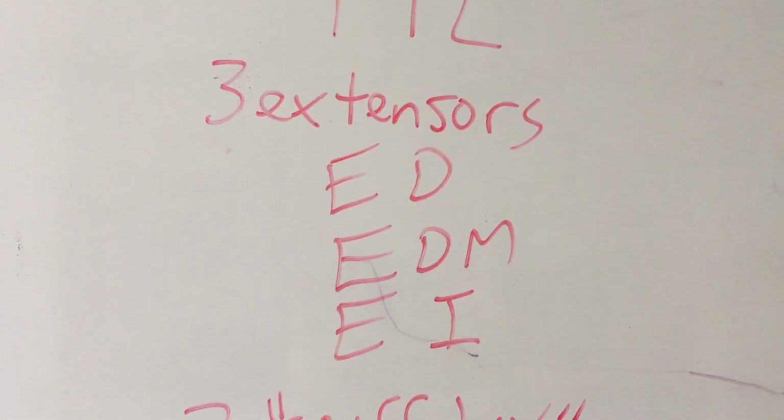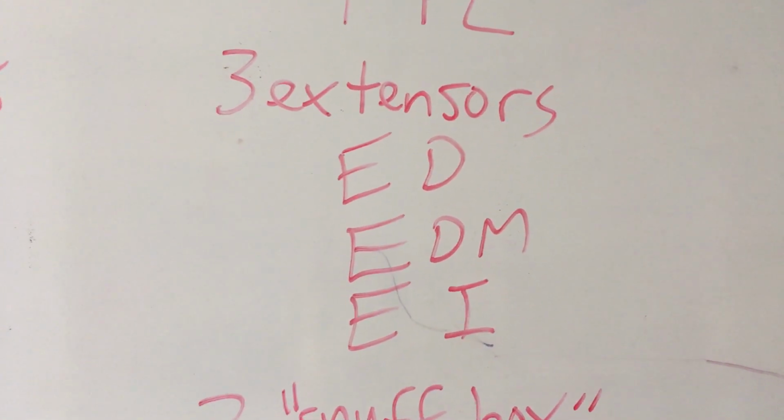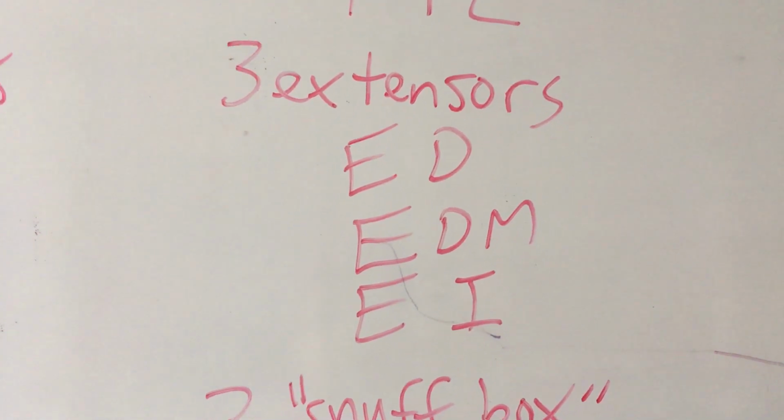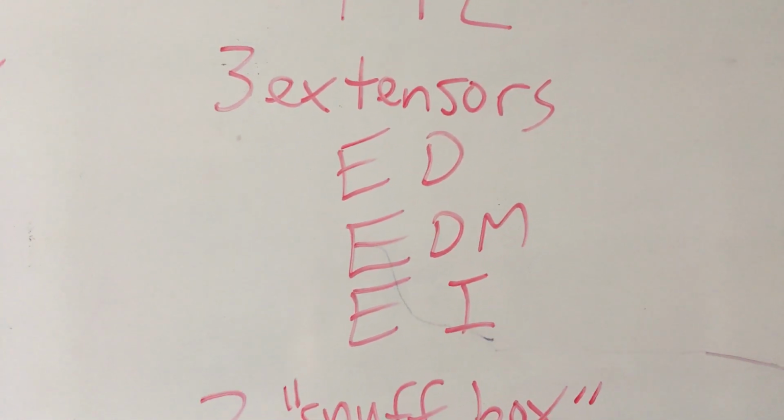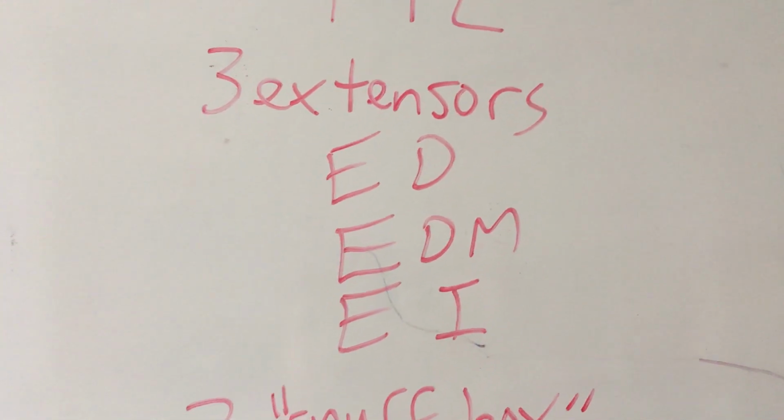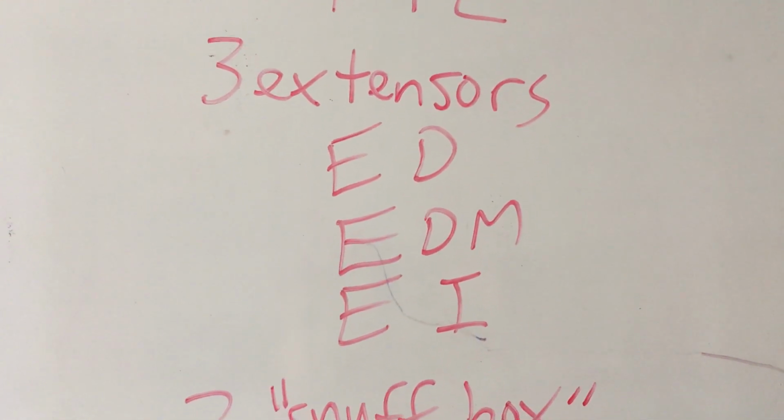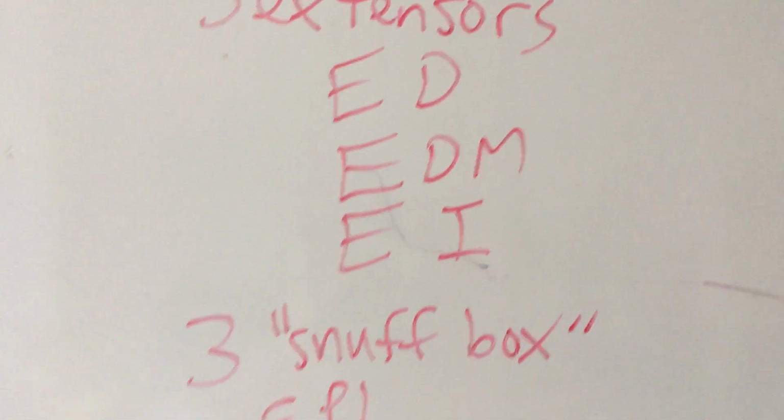The three extensors that are in the extrinsics are extensor digitorum, all digits 2 through 5, extensor digiti minimi, digit 5, and extensor indicis, digit 2. They all do all three joints of the fingers for extension.